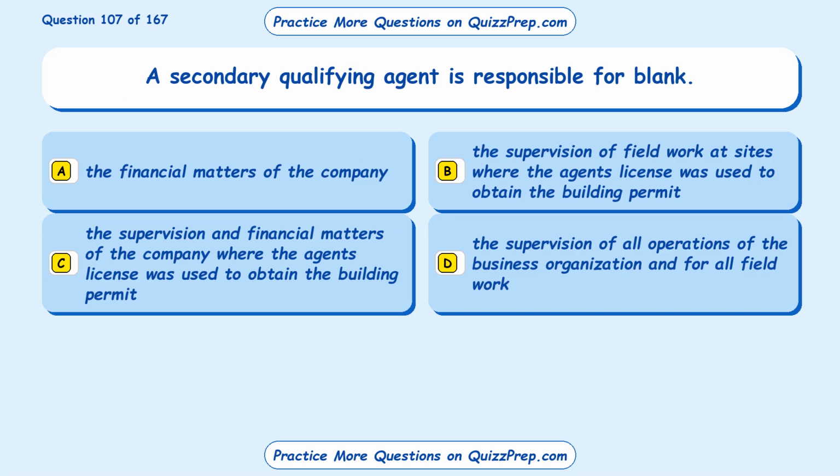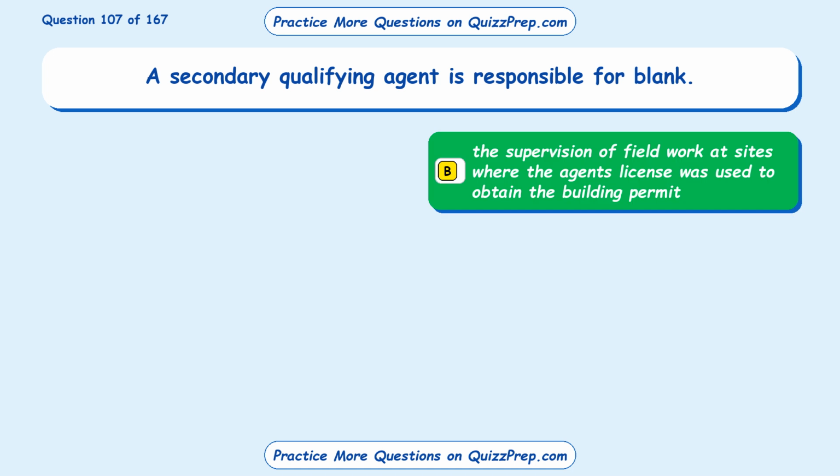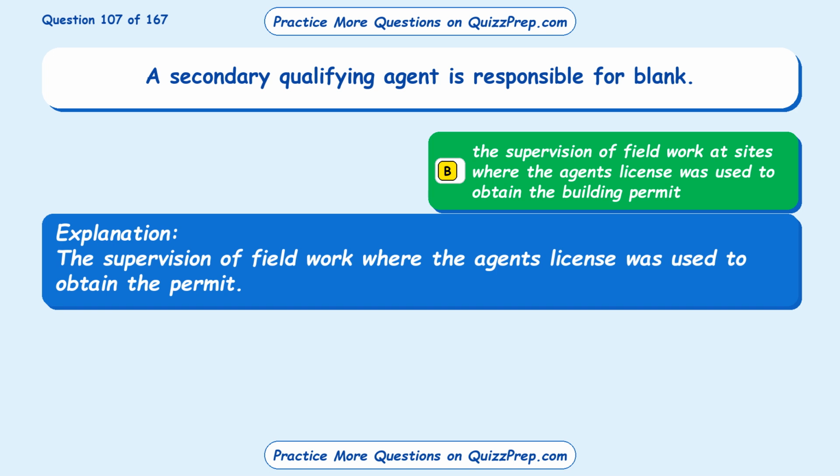Question 107. A secondary qualifying agent is responsible for blank. Option A, the financial matters of the company. Option B, the supervision of field work at sites where the agent's license was used to obtain the building permit. Option C, the supervision and financial matters of the company where the agent's license was used to obtain the building permit. Option D, the supervision of all operations of the business organization and for all field work. The correct answer is option B, the supervision of field work where the agent's license was used to obtain the permit.